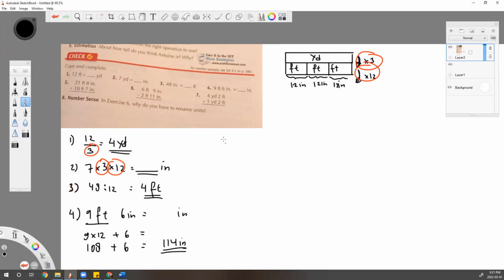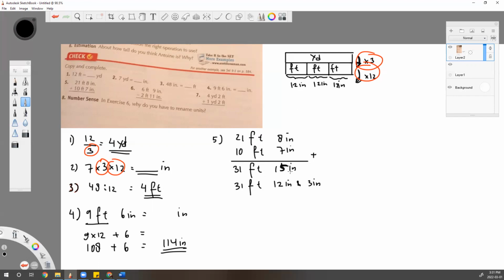Now number 5. 21 feet, 8 inch, you add by 10 feet, 7 inch. So if you add, 31 feet and 15 inch, look at this. 15 inch, you have to do this thing. 15 inch is more than 12, right?